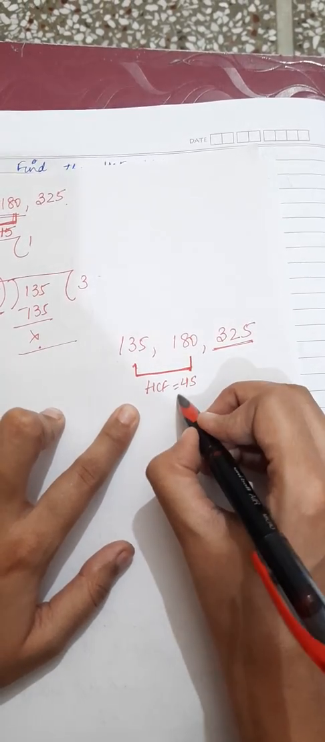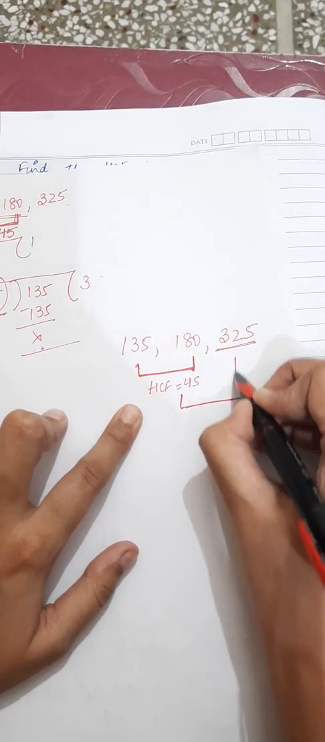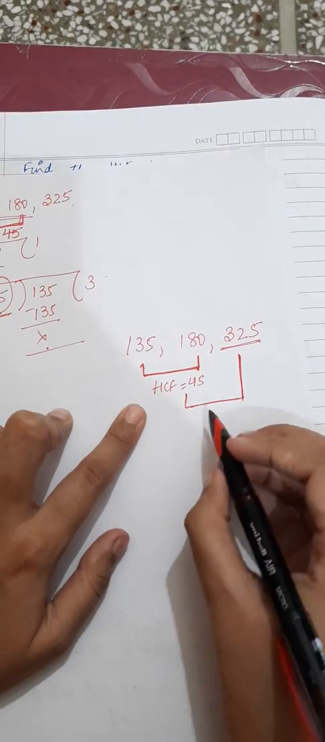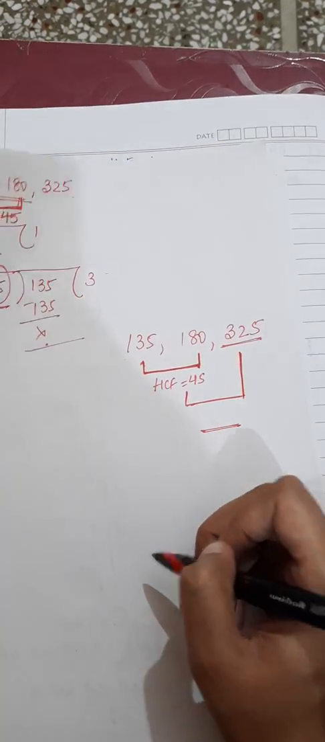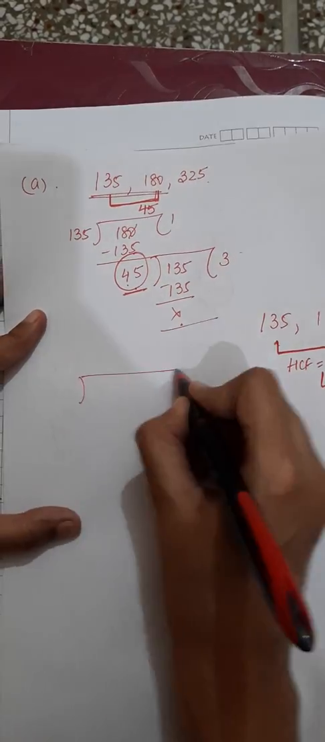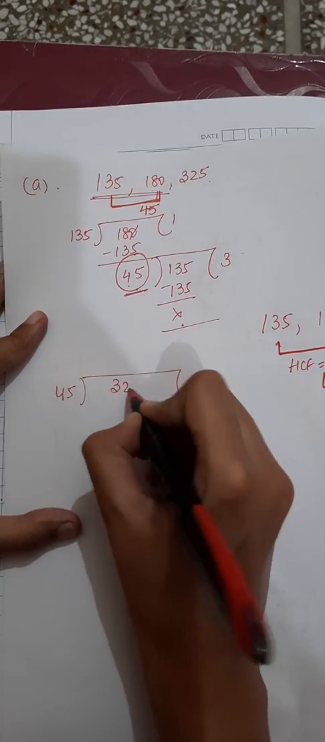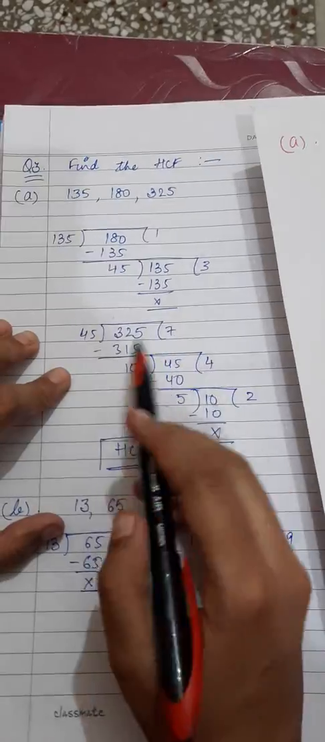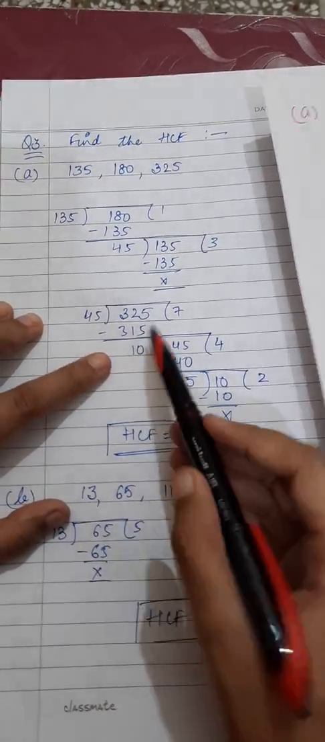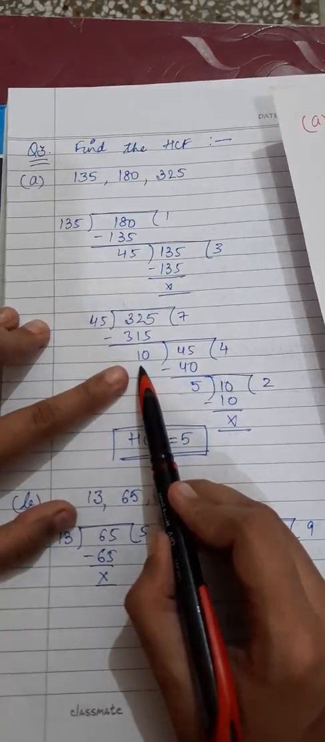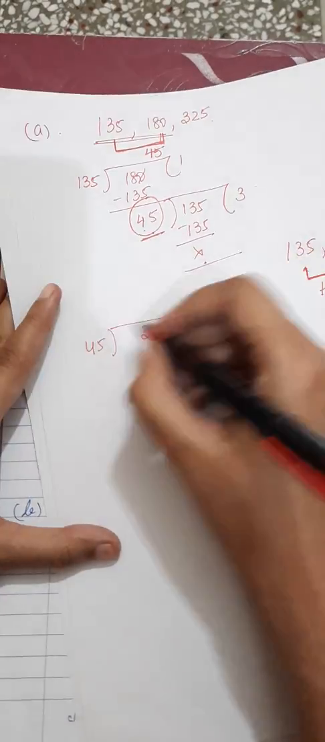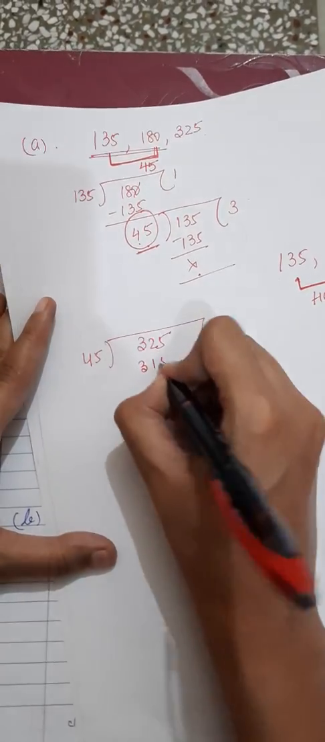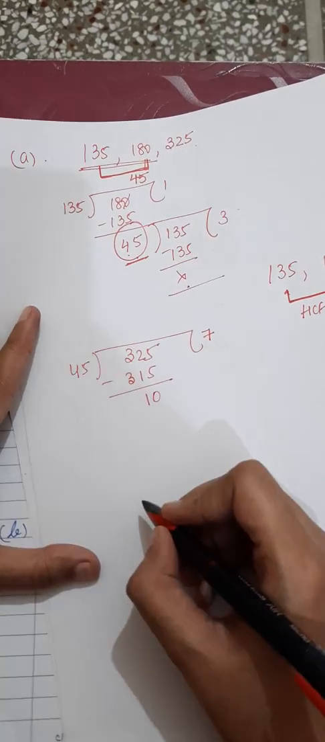Now with this HCF 45, you are going to calculate this 325 to find out the final HCF. So with 45, you are going to divide 325. Okay, now see I have done it here. 45 sevens are 315. Then subtract it, you will be getting 10. On subtracting, I am getting 10.